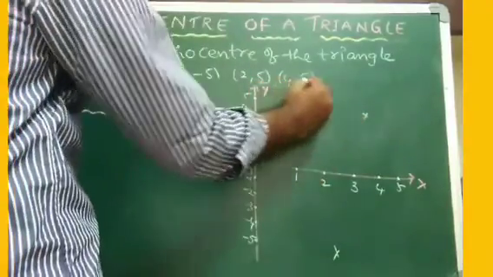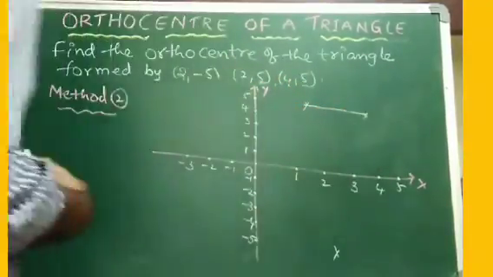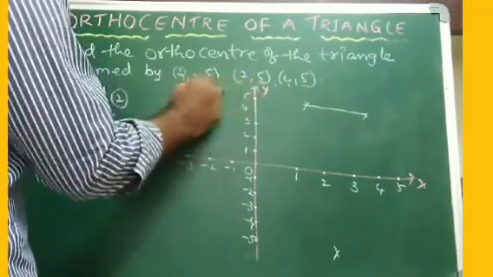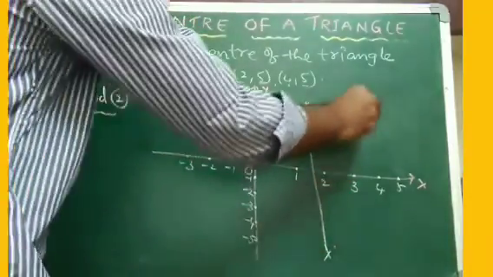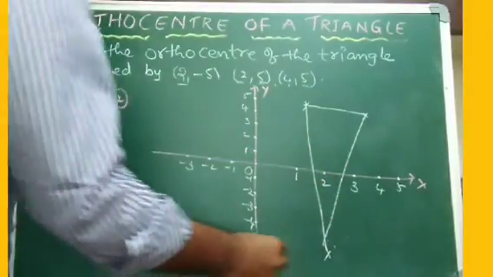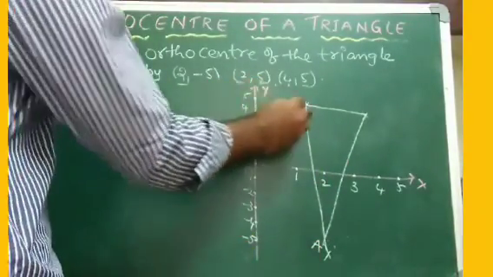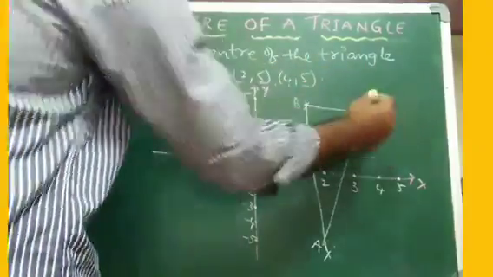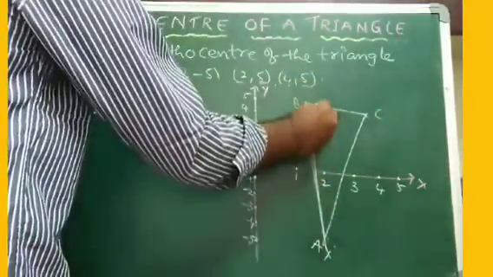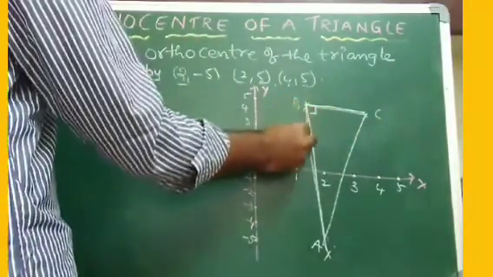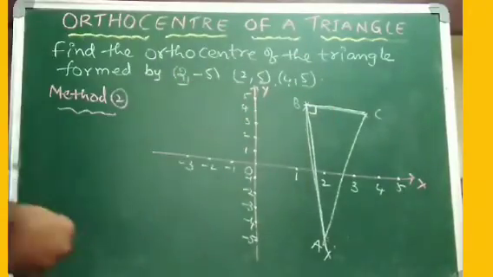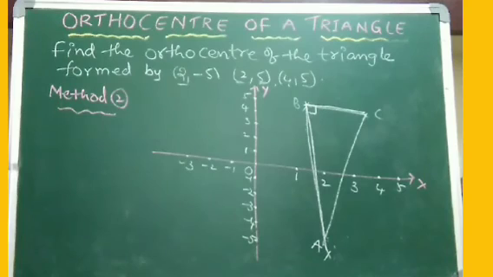Because the y coordinates are the same, this is a horizontal line, and because the x coordinates are the same, this must be a vertical line. Now if you join them, there exists a triangle. This is the first point, the second point (2, 5) is here, and the third point is here. Since one is a vertical line and the other is a horizontal line, the angle between horizontal and vertical is always 90 degrees. So clearly from the graph we can understand that the given vertices form a right angle triangle.